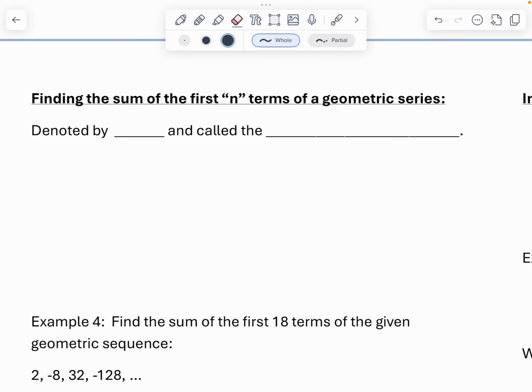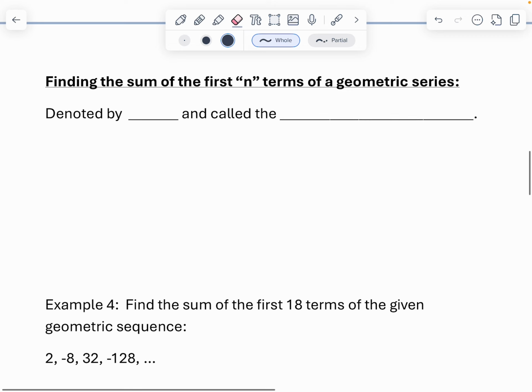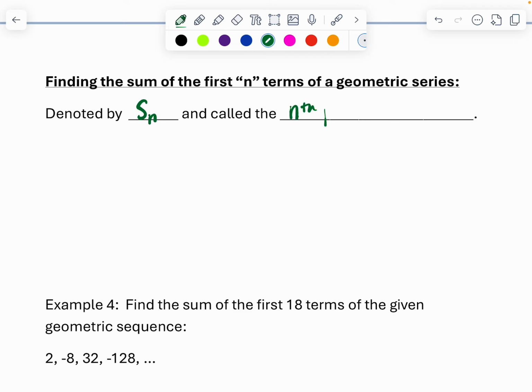The next part is talking about finding the sum of the first n terms of a geometric series. So this is kind of like we did with the arithmetic series. For us, it's denoted by S sub n, and it is called the partial sum, or the nth partial sum. The reason it's called a partial sum, same for geometric as arithmetic, is that we're just adding up some of the numbers in the sequence, a part of it. We're not doing the whole sequence because it goes forever. We will talk about that in just a moment.